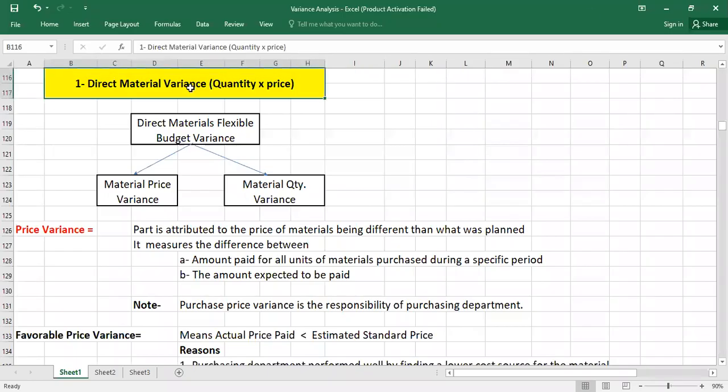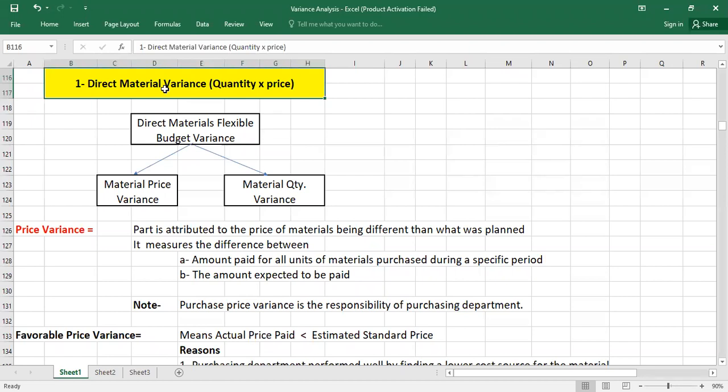Hello guys, welcome to the second video related to the variance analysis. In the first video, we talked about the concept of static budget and flexible budget, the difference between them, and we also learned how to prepare the static budget and flexible budget. But in this video, we are going to look at direct material variance as per flexible budget.